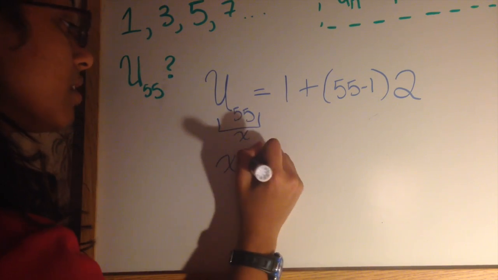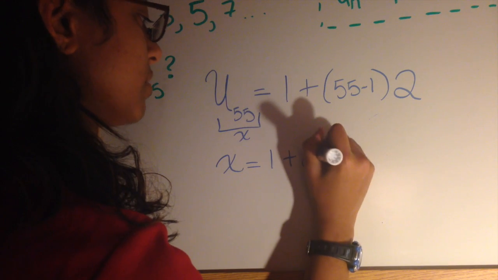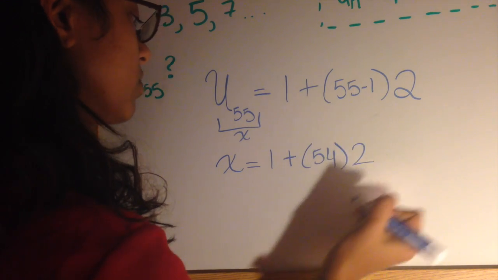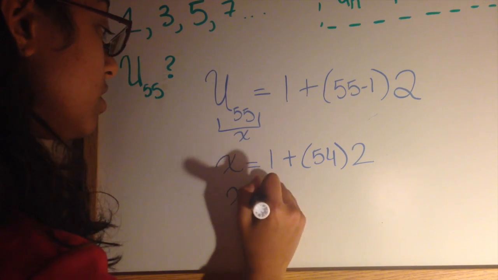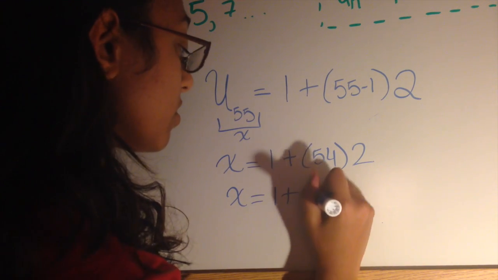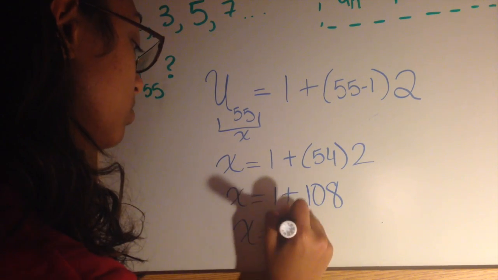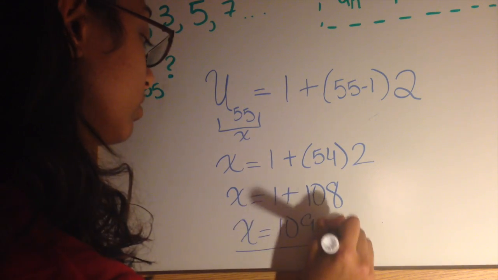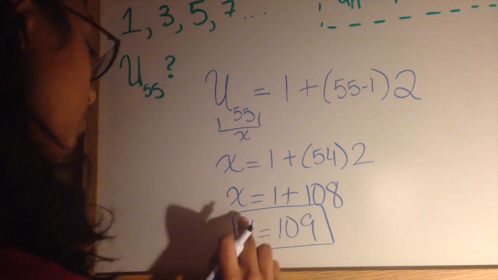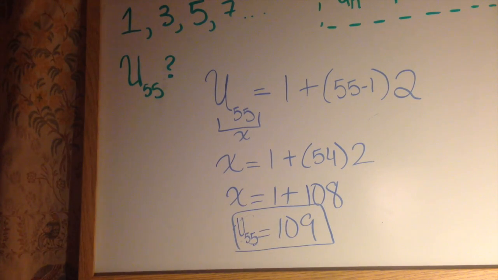So x is equal to 1 plus 54 times 2, which is 1 plus, I believe that's 108. Yep. So x is equal to 109. Therefore, if you want to change out the x now, don't forget that U of 55 is equal to 109. There you go, you found your 55th term. That wasn't so bad. Not hard at all, is it?